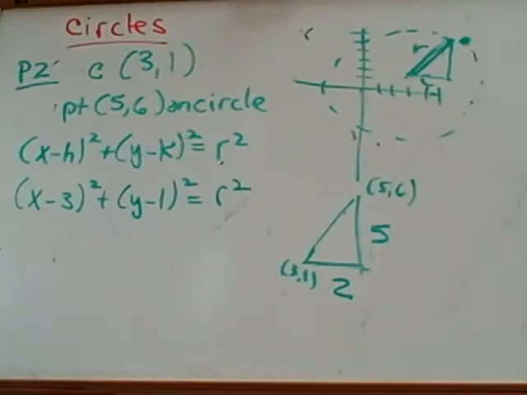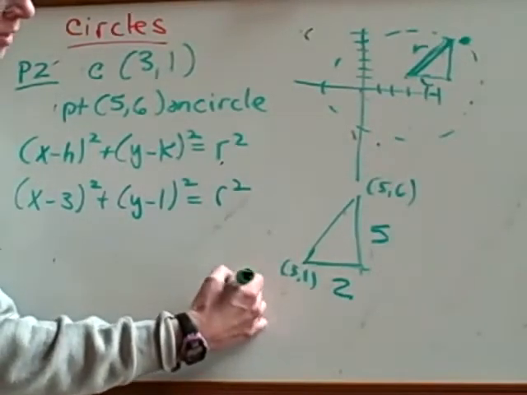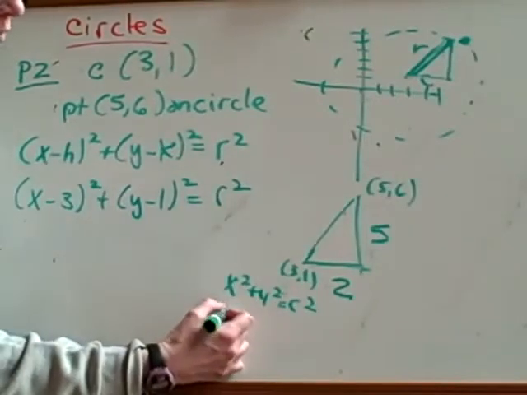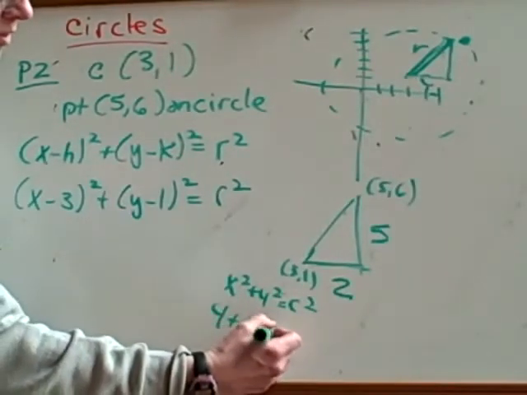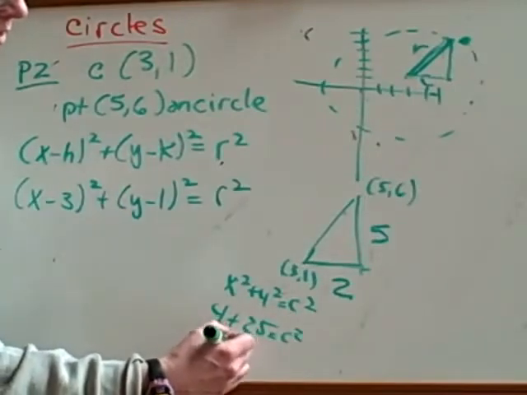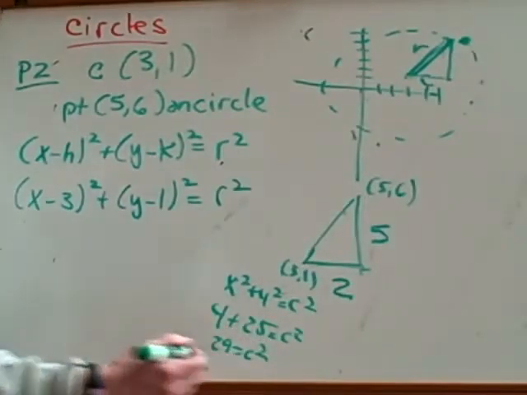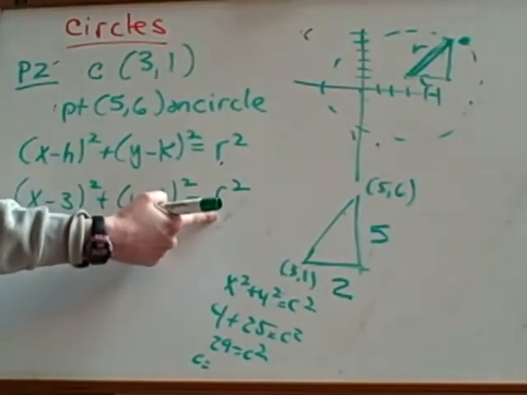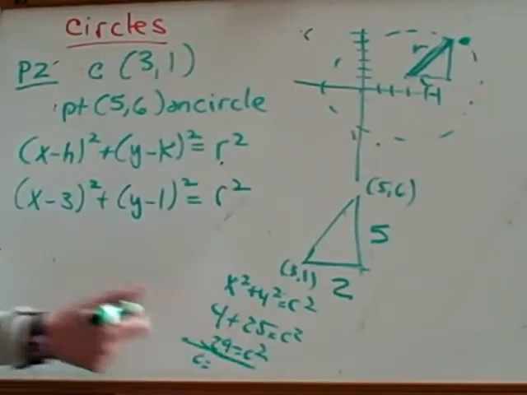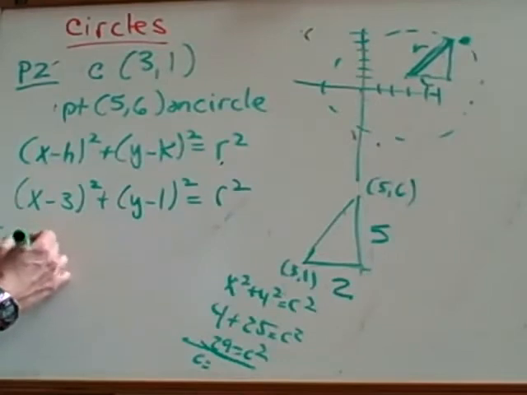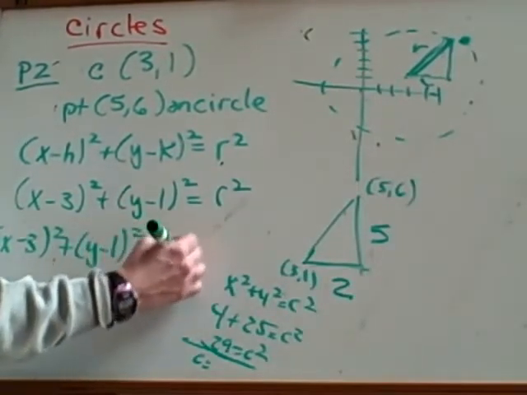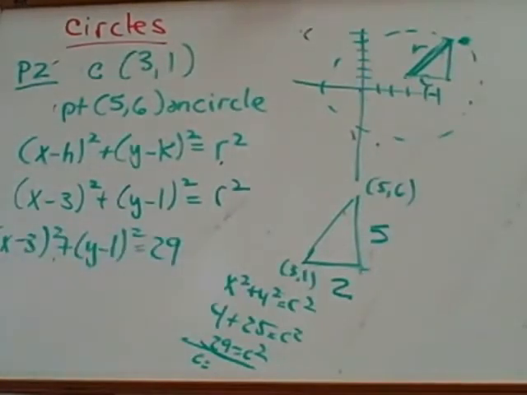It's the same thing as the distance formula. It's just easier than writing it all out. So x squared plus y squared equals c squared, or whatever. 4 plus 25 equals c squared. 29 equals c squared. So c is going to be what? c is the square root of 29. But what do I have to plug in the formula here? The radius squared, so it would be 29. I can just stop here at the 29. So we'll say (x minus 3) quantity squared plus (y minus 1) quantity squared equals 29. And we're good to go.